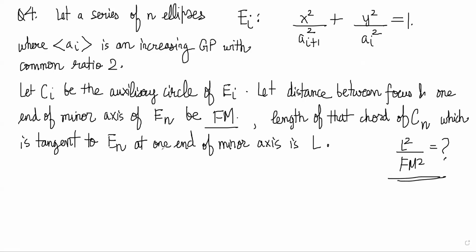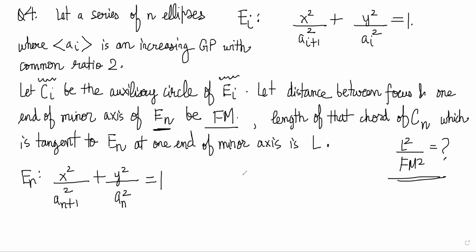So the question looks complicated, but it's actually pretty simple. We have C_i is the auxiliary circle of ellipse E_i, right? So right now our focus is ellipse E_n. So what is the equation of ellipse E_n? The equation of ellipse E_n is x squared by (a_n plus 1) square plus y squared by a_n square equals 1. And we can calculate the eccentricity of the ellipse. It will be the square root of 1 minus a_n squared by (a_n plus 1) square.